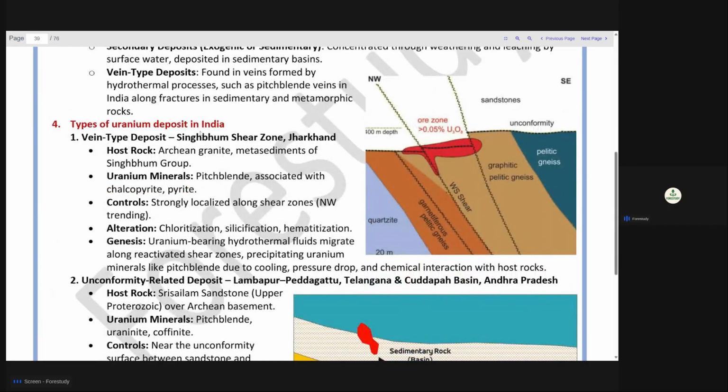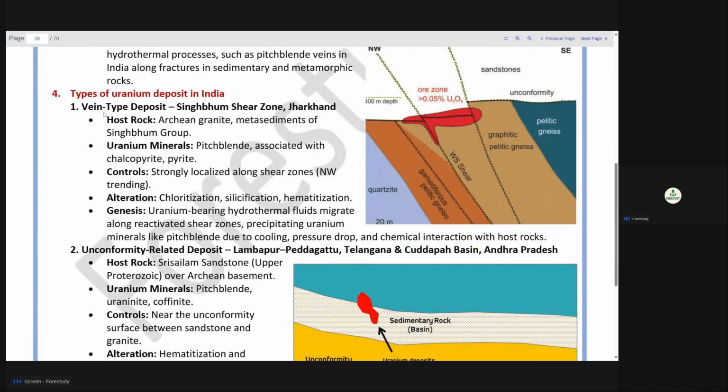Okay, so types of uranium deposits in India. Very important. The first one is vein type deposits, very common, in the Singhbhum shear zone in Jharkhand. Because it is a shear zone, we will have a lot of fractures and a lot of permeable areas for those deposits.